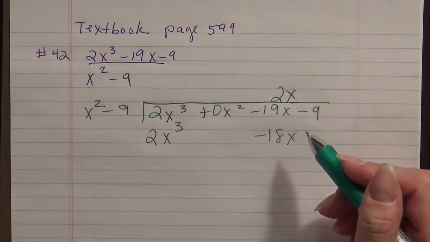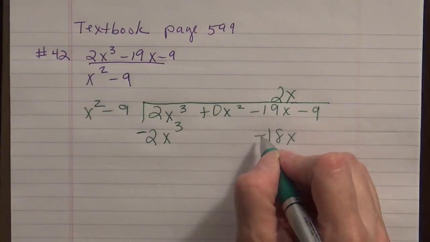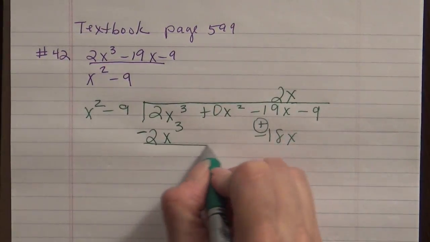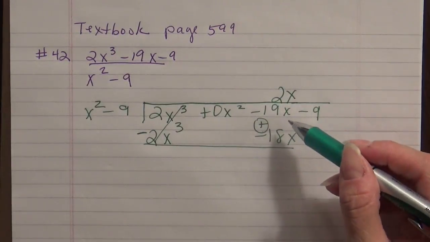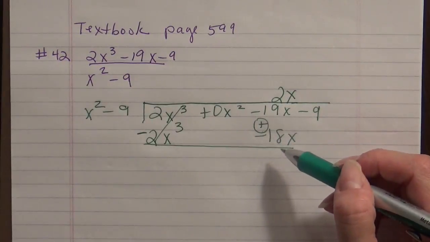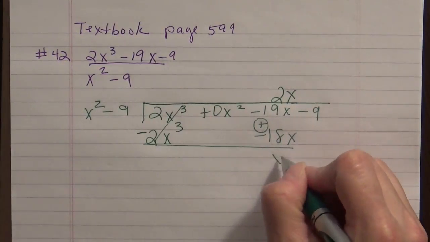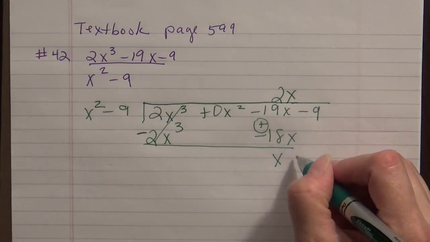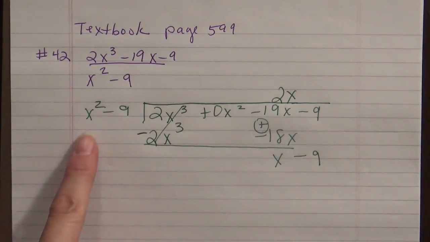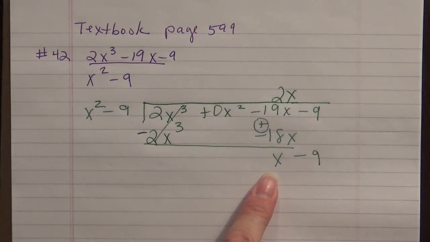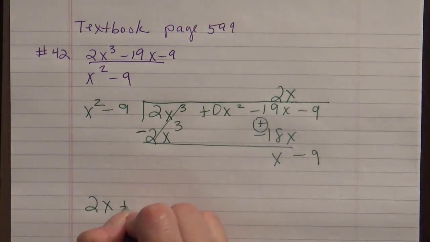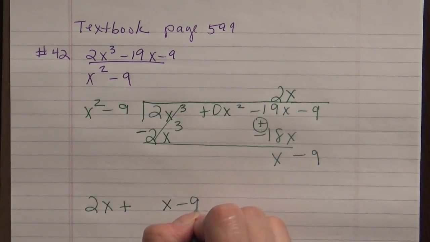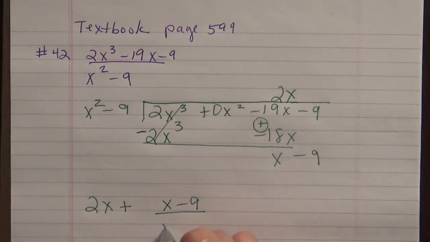And then remember, your next step is to subtract, so I'm going to change my signs and add. These cancel. The 0 just comes down as a 0, and then the negative 19x plus 18x gives me 1x. Now I can bring down my negative 9. x squared is too big to go into x, so x minus 9 is my remainder. That means that so far my answer is 2x plus x minus 9, the remainder over the divisor, x squared minus 9.